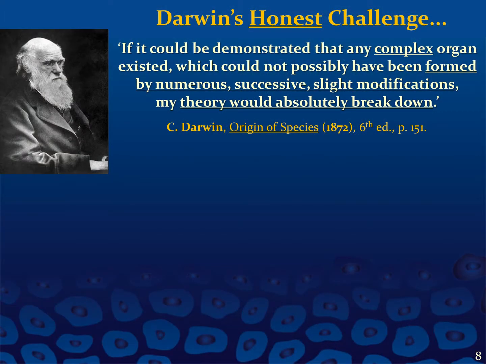Okay? What's interesting as we're looking at all of these different aspects of the complexity of life is we go back to Darwin himself, and he wrote something in this book that is very important, very interesting. He was a man of great integrity and great understanding in many ways. He said if it could be demonstrated that any complex organ existed which could not possibly have been formed by numerous, successive, slight modifications, my theory would absolutely break down.